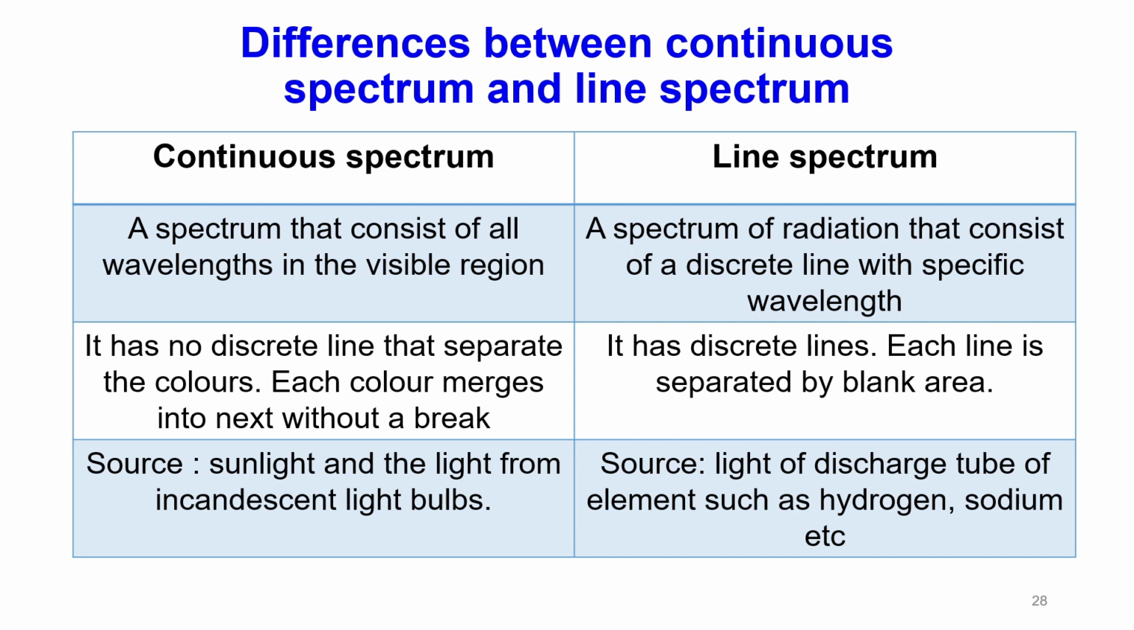Yang kedua, it has no discrete line that separates the colors. Each color merges into the next without a break. While for line spectrum, it has discrete lines and each line is separated by a blank area. And then for continuous spectrum, the source is sunlight and the light from incandescent light bulbs. Dan kalau untuk line spectrum pula, source dia ataupun punca dia daripada light of discharge tube of elements such as hydrogen, sodium, and etc.